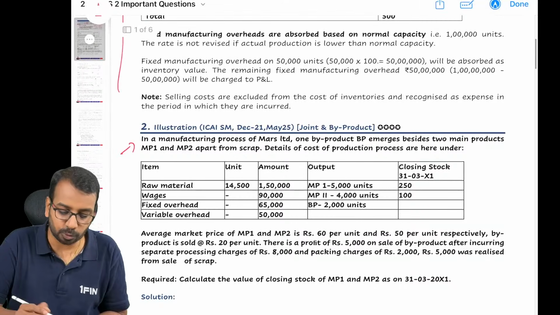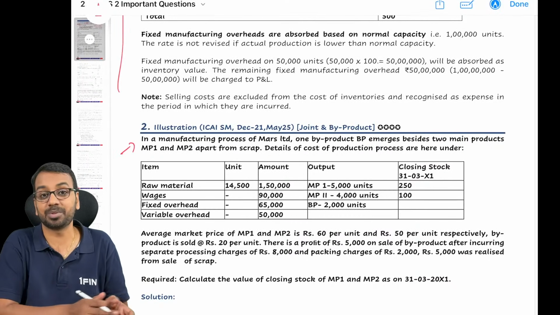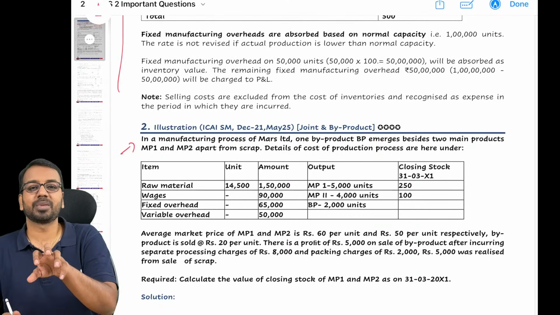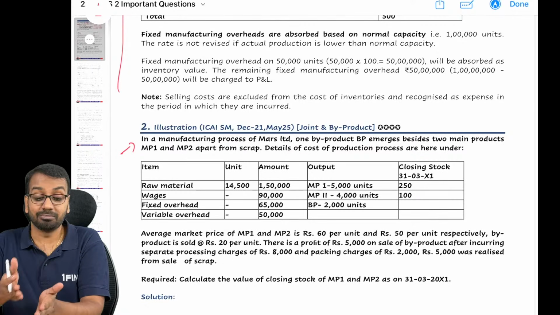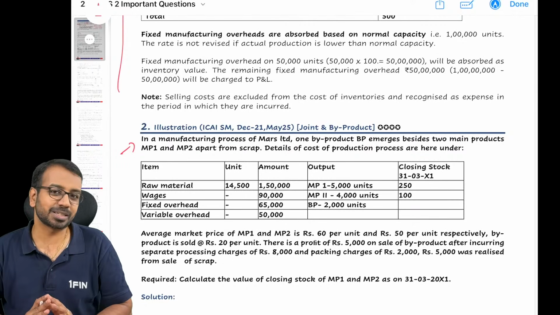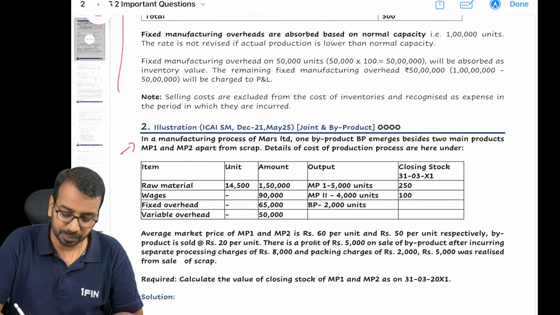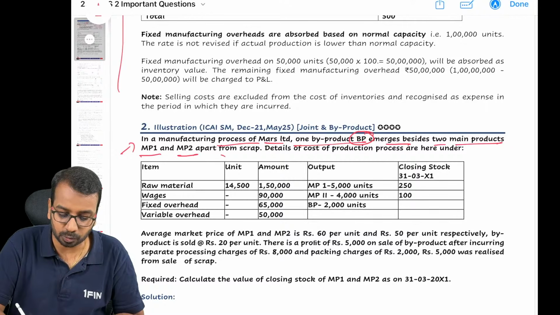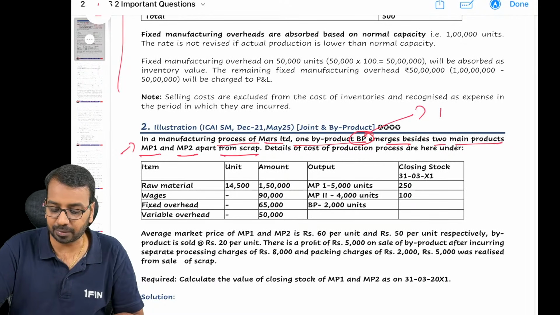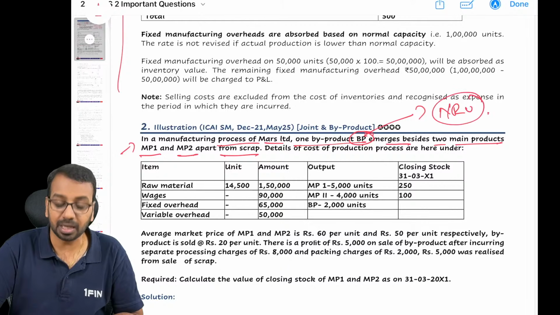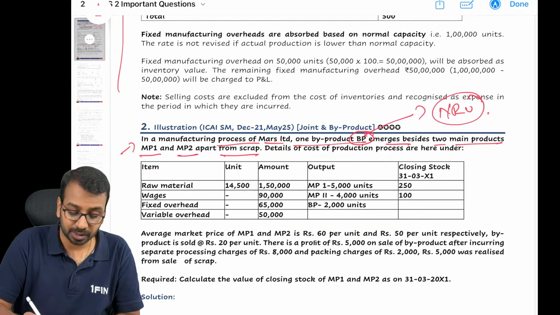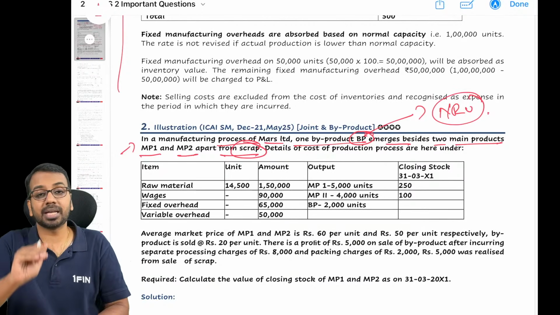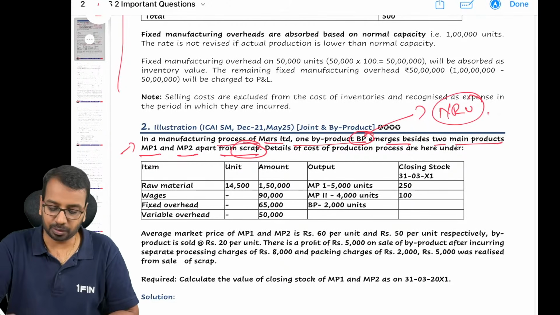Then this was a question which has been tested multiple times. Still I will do this because you have to be clear with this concept. Maybe in IBS they may ask a similar type of concept. In a manufacturing process, one byproduct BP emerges besides two main products MP1 and MP2, apart from scrap. For BP, whatever is the NRV, we will reduce from the joint cost. Scrap, whatever is the NRV, we will reduce from the joint cost.